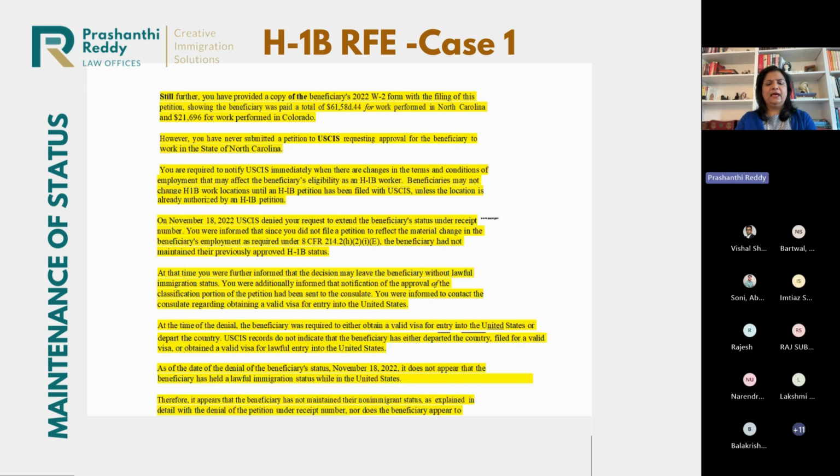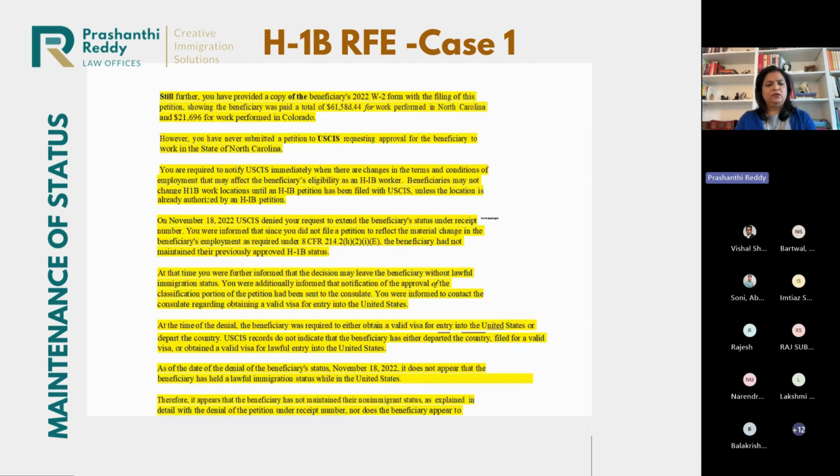So they say that they denied the petition in 2022. They denied your request to extend the beneficiary's status. You were informed that since you did not file a petition to reflect a change in the beneficiary's employment, the beneficiary has not maintained their previously approved H-1 status. And it says that at this time, you are further informed that the decision may leave the beneficiary without any lawful status, etc.